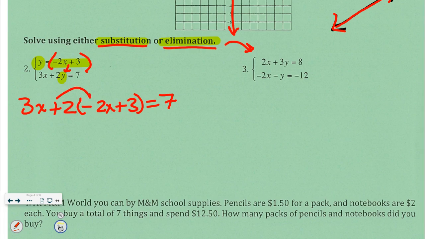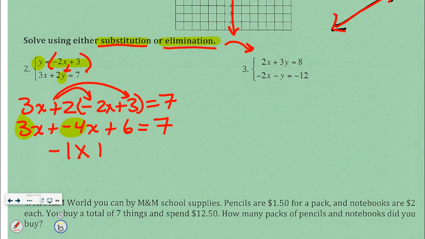We'll distribute the 2 in carefully. We'll have 3x plus a negative 4x plus 6 is equal to 7. 3 of these plus negative 4 of those, or minus 4 of those, gives you negative 1 x's. We subtract 6 from both sides. We divide by negative 1, and we get x equals negative 1.